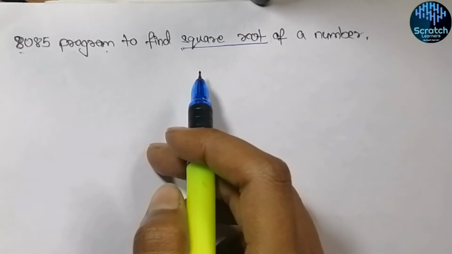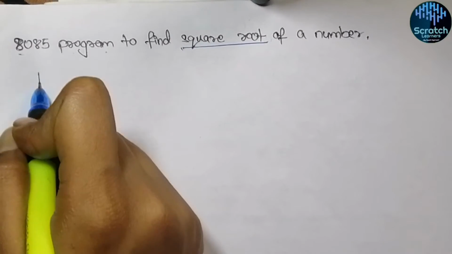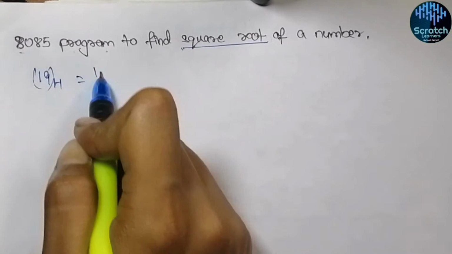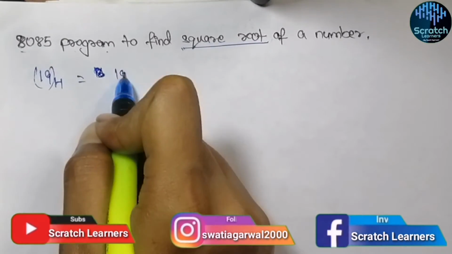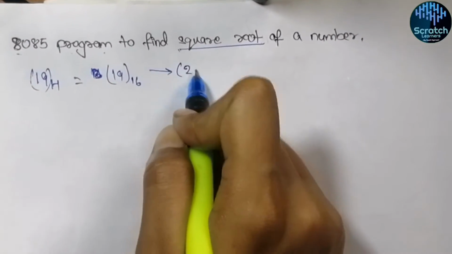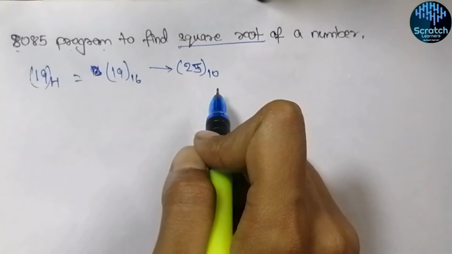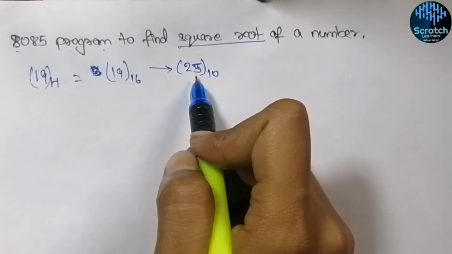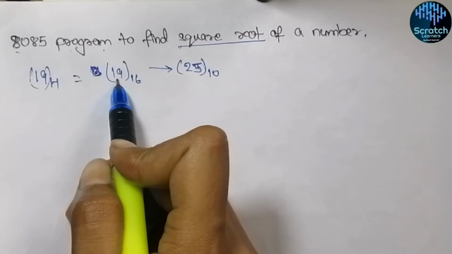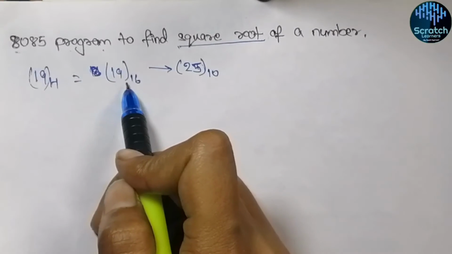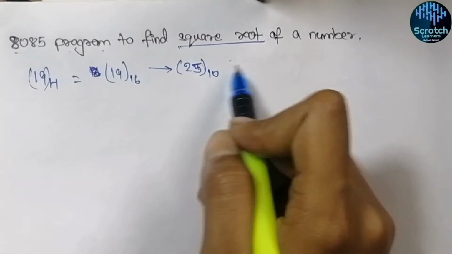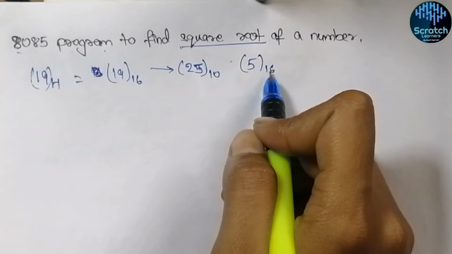As we need to find the square root of a number, let's say the number is 19. This is hexadecimal, that is 19 to the base 16. Actually this number is 25 in decimal. So we need to find the square root of 25, but as we use hexadecimal numbers only in 8085, the input will be 19 hex, and 19 hex is equal to 25 in decimal, and we all know that the square root of 25 is 5, right? So we'll be getting this.